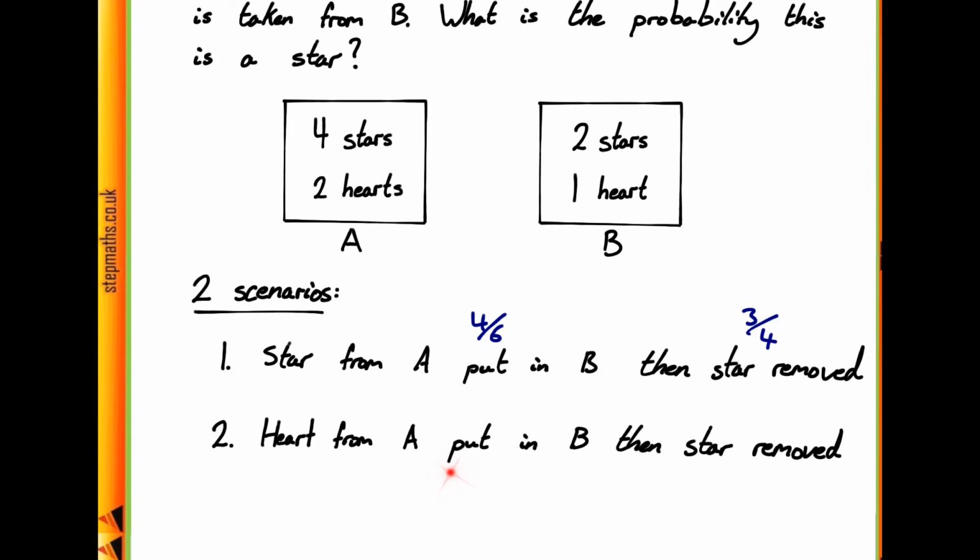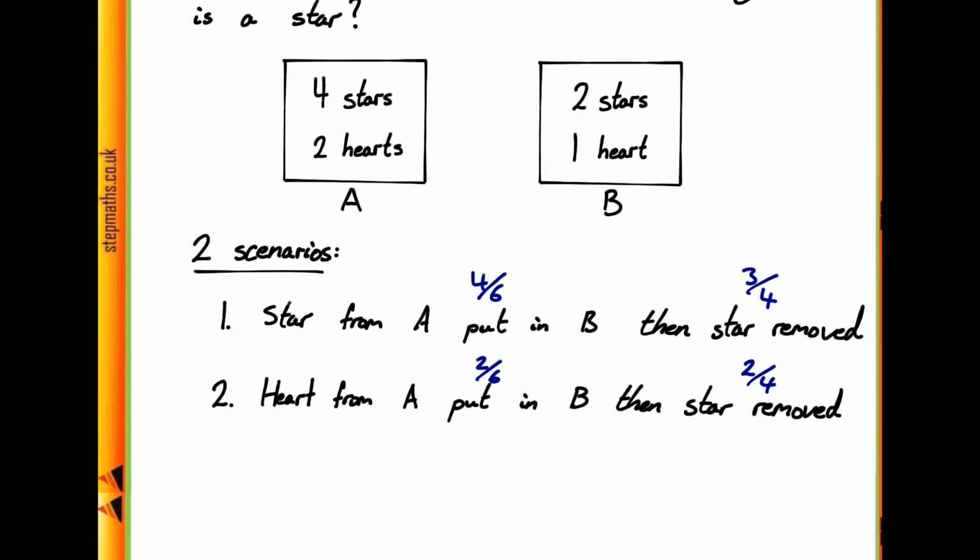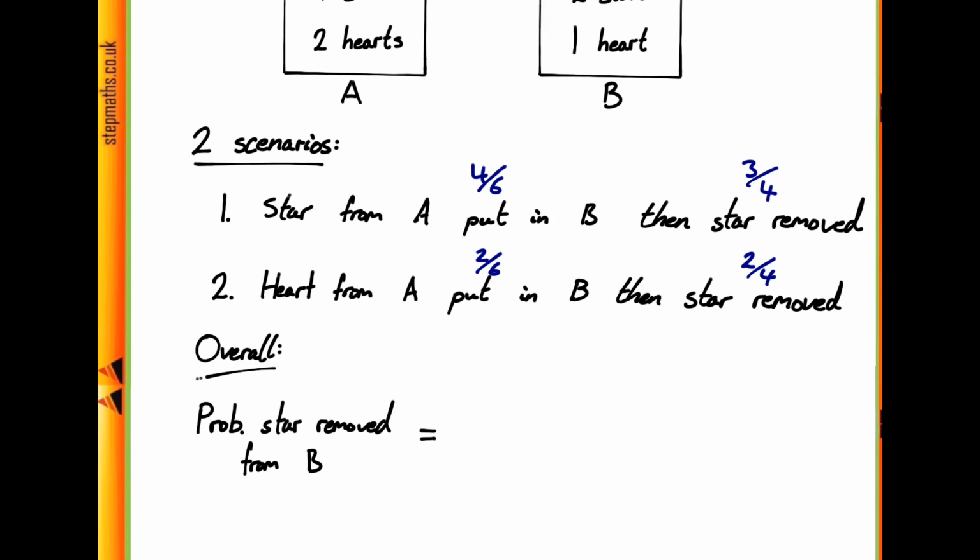If we look at our second scenario, the probability a heart is taken from A is 2 over 6, since we have 2 hearts and 6 shapes in total. Then for a star to be removed, we have 2 stars out of a total of 4 objects, so the probability is 2 over 4. Overall, we can find our total probability by multiplying the probabilities of each event in a scenario and adding these 2 scenarios together.